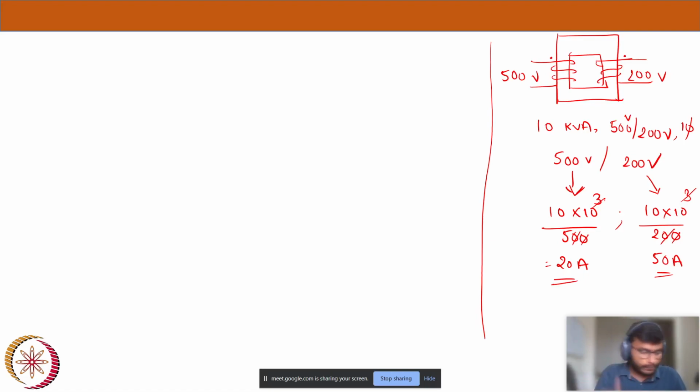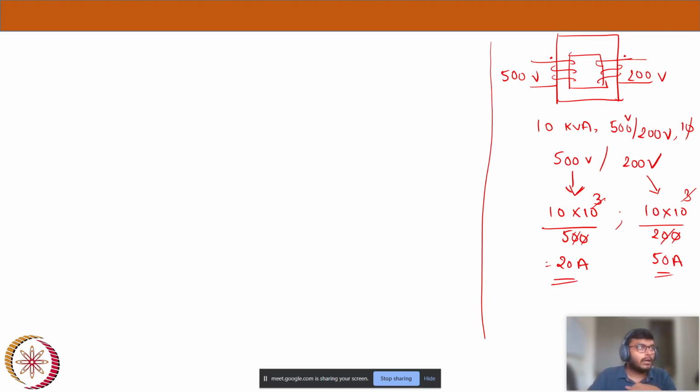Now what I am trying to do, one second. If we apply 500 volts to this particular transformer, we will get 200 volts. That's the primary voltage here. There is 500 volts, and we are getting 200 volts.